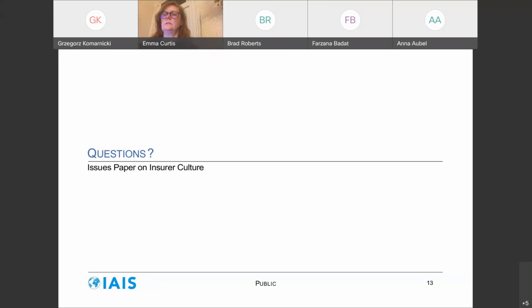Hello, thank you very much for the paper. It's really interesting. I would like to ask your opinion about the role of market culture, because of course insurer culture is very much depending on the market culture and the expectation from the supervisors, and also consumers may really influence the insurer culture, depending very much on the national market or the line of business.